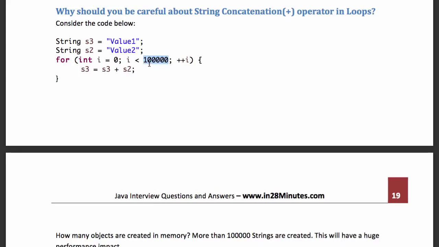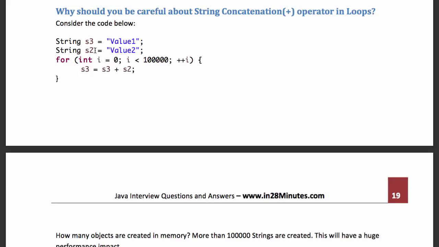So we are creating more than 100,000 string literals in here. That's the reason. You are creating 100,000 string objects and adding to it. So this basically creates about 100,000 objects, which is really a lot of objects. That's the reason why, when you're looping or modifying a lot of string values in a loop, it's recommended that you use a string builder or a string buffer, depending on your thread situation.